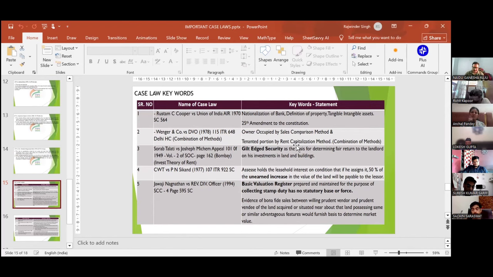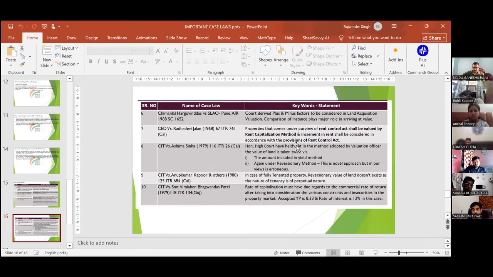And if you see the words basic valuation registered or stamp duty statutory base as in force, it means it has been taken from Jivaji Naganathan versus Revenue Divisional Officer. Or if you see the words evidence of bona fide sales between willing prudent vendor and prudent vendee of land acquired situated near or about the land possessing same or similar advantageous features would furnish basis to determine the market value, it means it has been taken from Jivaji Naganathan versus Revenue Divisional Officer.